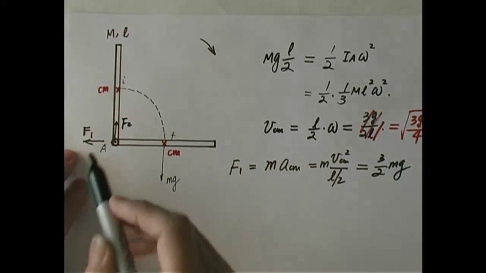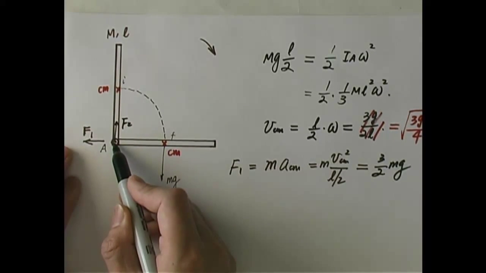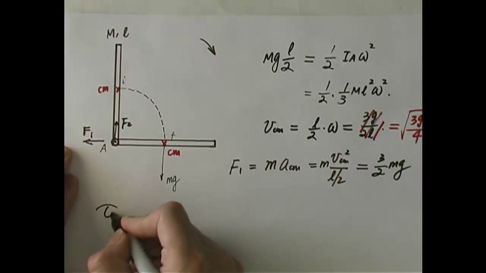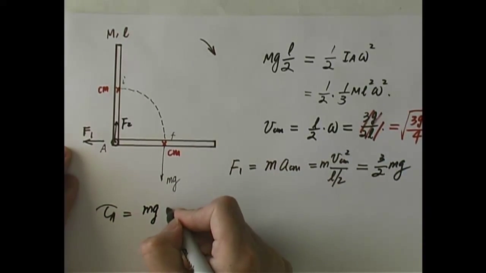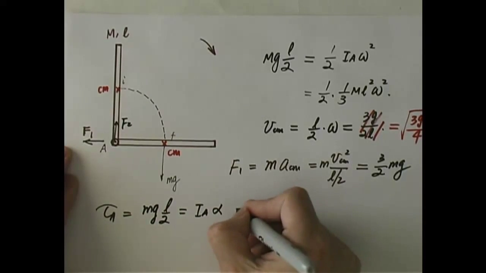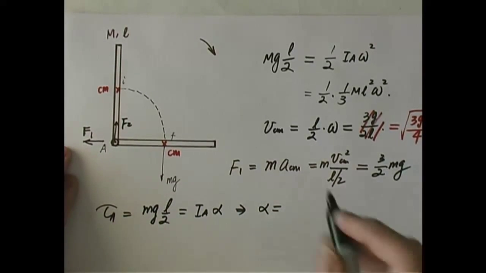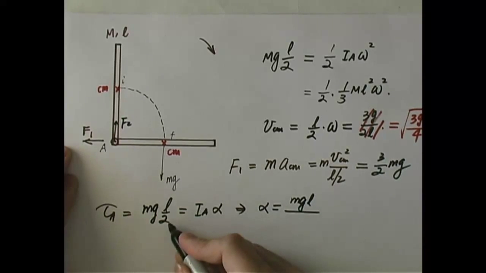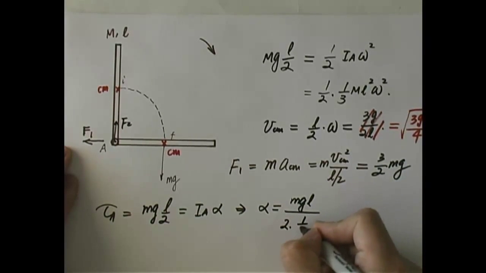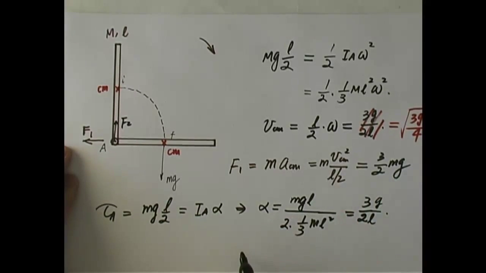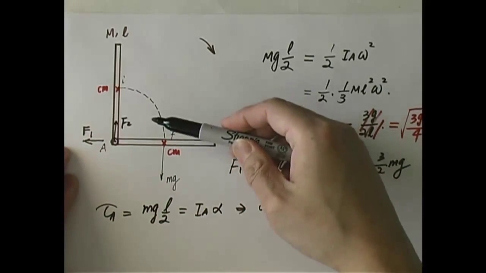Well, the best thing to do to find alpha is to apply the torque theorem about point A. That way, the only force having a torque about point A is mg. Okay, in fact, torque A equals mg L over 2, and that equals Ia times alpha at this point. And immediately, I found alpha to be equal to mg L over 2Ia, right? Ia is 1/3 ml squared. So the answer is 3 over 2 g over L.